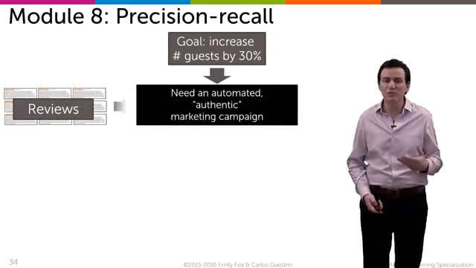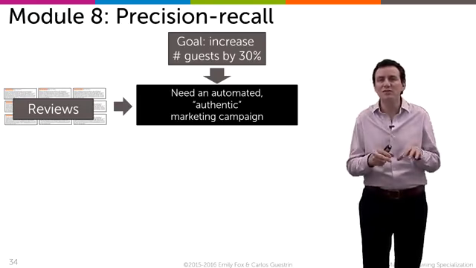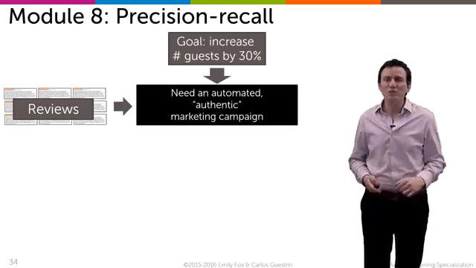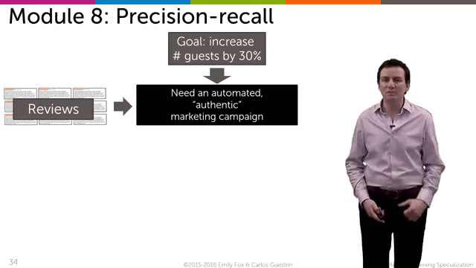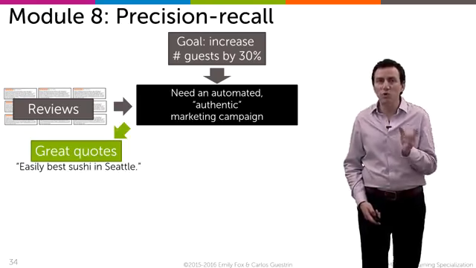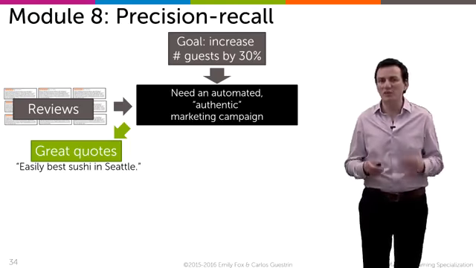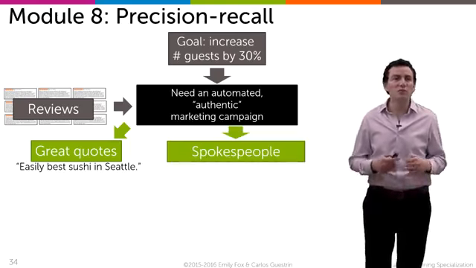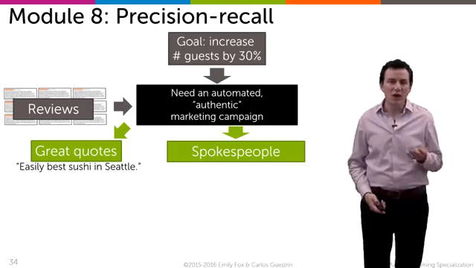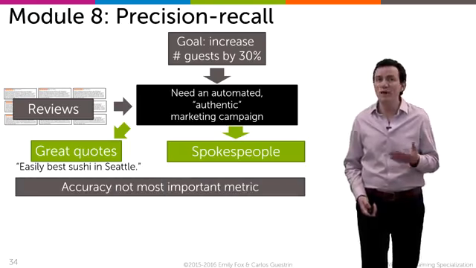So I use the reviews of my restaurant and try to find great things to say, and every time somebody enters a review on a website, I get some sentence shown in my website saying how great my restaurant is. So given the reviews, I want to make a prediction as to what sentences were most positive, like easily the best sushi in Seattle. And also who are great people that we should showcase that say great things about a restaurant. When you have a setting like this, accuracy is not a good metric.